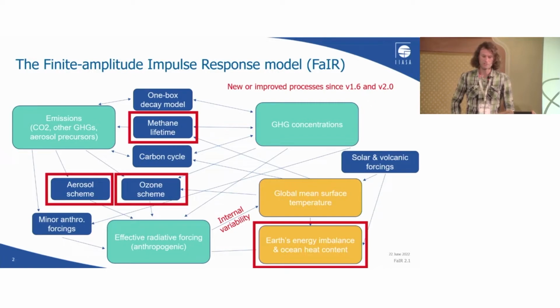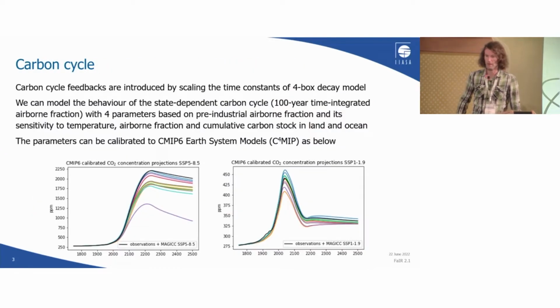So really quickly, just showing some aspects of FAIR. We have a state-dependent carbon cycle. It's performed by a 4-box atmospheric decay model, and we scale the lifetime based on the airborne fraction of CO2. This is basically how much CO2 remains in the atmosphere for a pulse emission over 100 years. And we replicate the behavior of C4MIP models, and Zeke's already showed this a little bit, based on how these carbon cycle feedbacks behave over time.